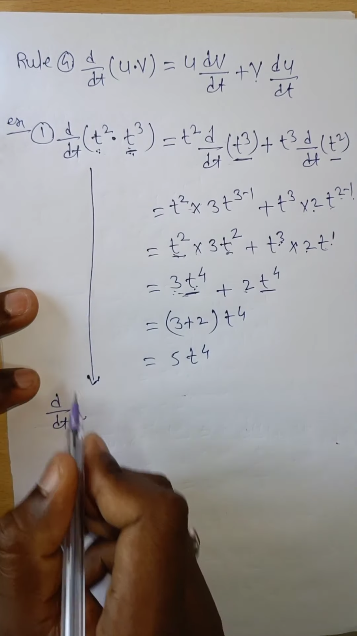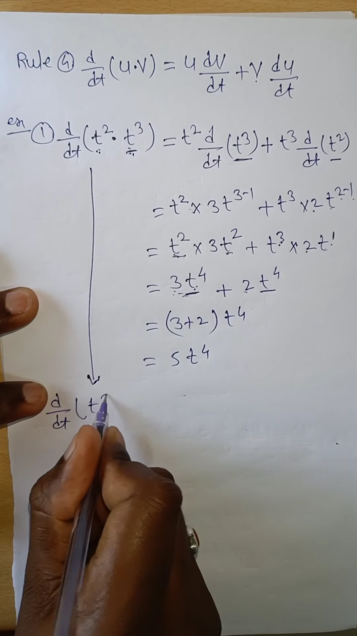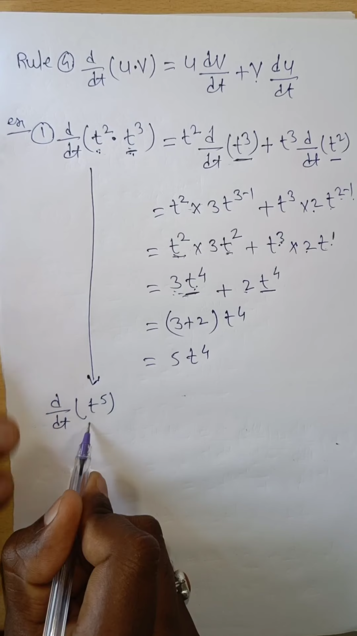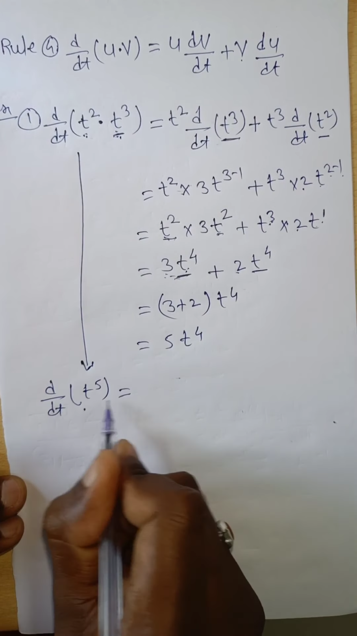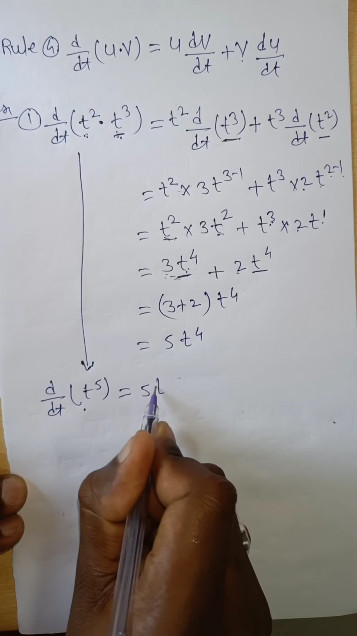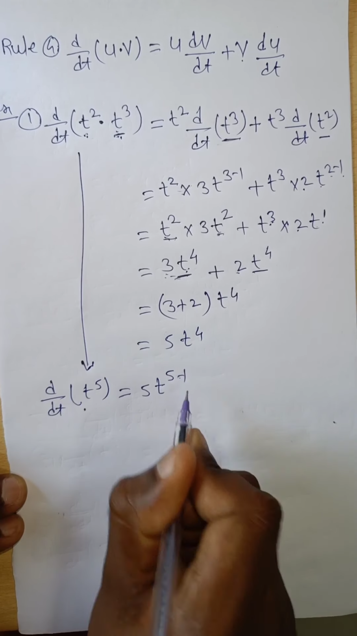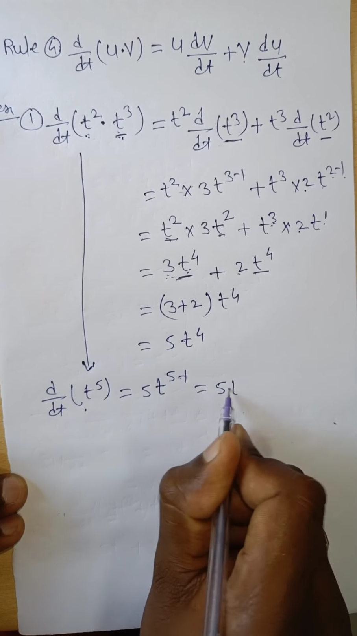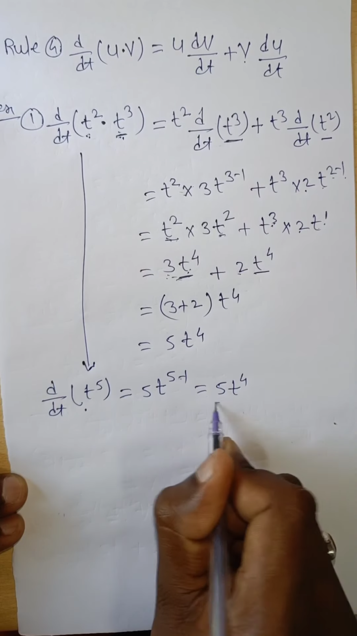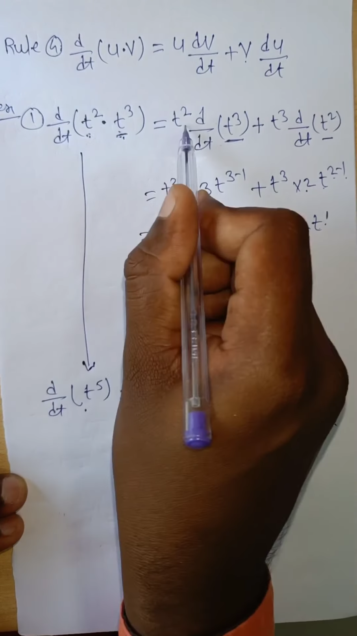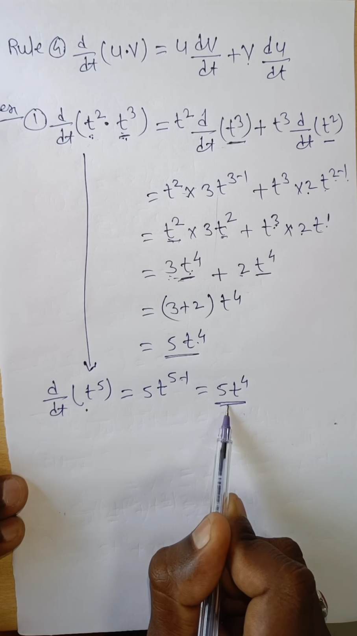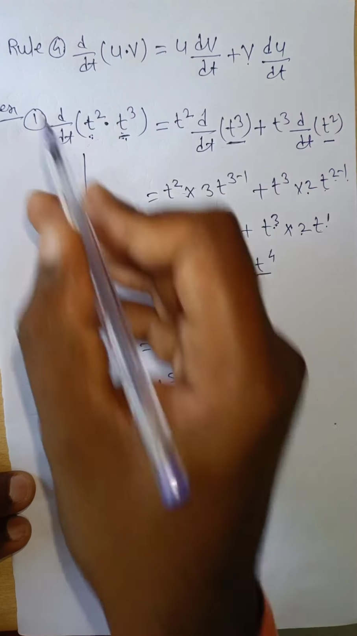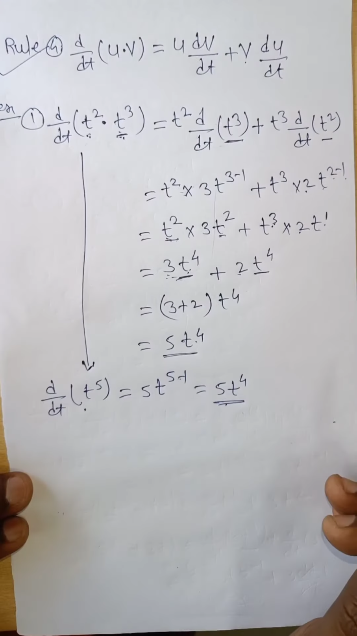Now directly, if we take this quantity as d by dt of t square into t cube, t square into t cube means t to the power of 5. If you take d by dt of t to the power of 5, what is your answer? 5 into t to the power of 5 minus 1, that is 5 into t to the power of 4. So by using this method your answer is the same as by the direct method. This means the formula is correct.